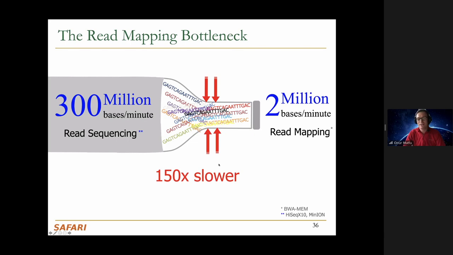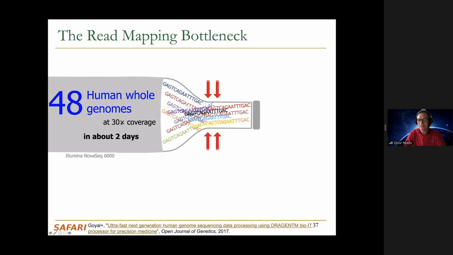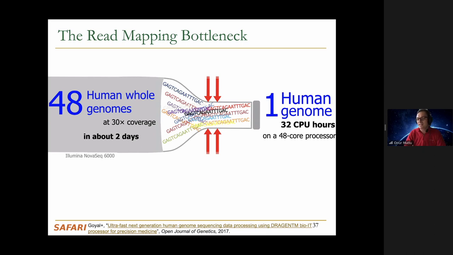If using one of the state-of-the-art machines, you can do 48 human whole genomes. You can sequence these in about 2 days. You can see 30x coverage. You don't sequence a single genome once only. You do it 30 times or so. But then your bottleneck today, one human genome takes about 32 CPU hours on a 48-core processor to analyze. And most of this time is really what we're going to talk about, which is read mapping today.